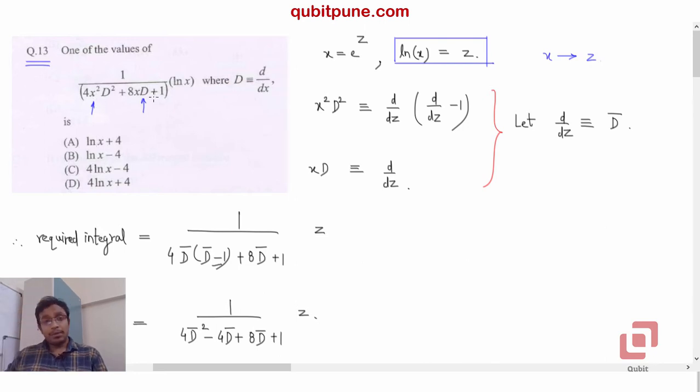Yes. Now you should know these formulas. One of them is that the operator xD, where D is d by dx, is equivalent to d by dz, and secondly and more importantly, the operator x squared D to the power 2 is equivalent to d by dz of (d by dz minus 1). If you know these results, well and good. If you don't, then let me prove the second one for you, and from that you can very easily obtain the first one.